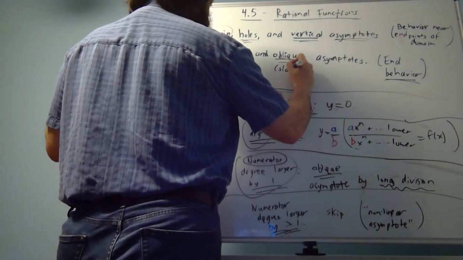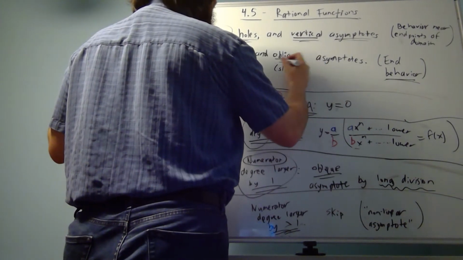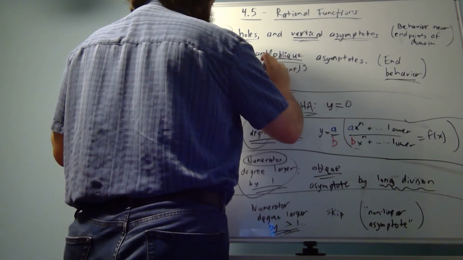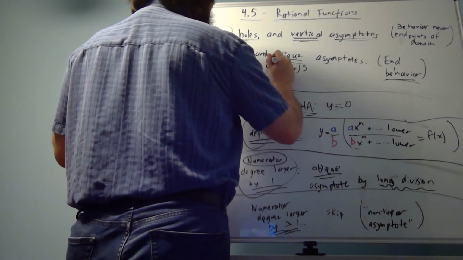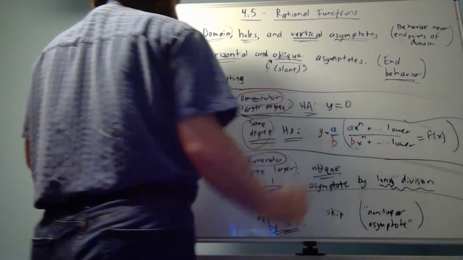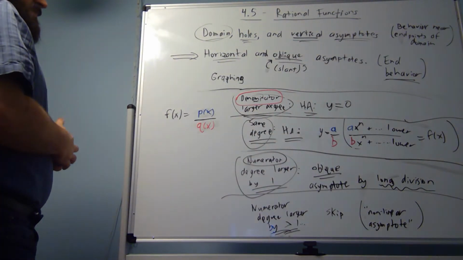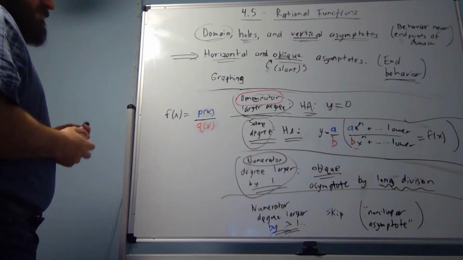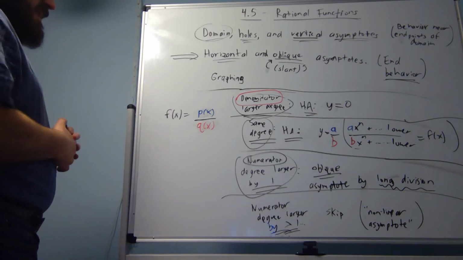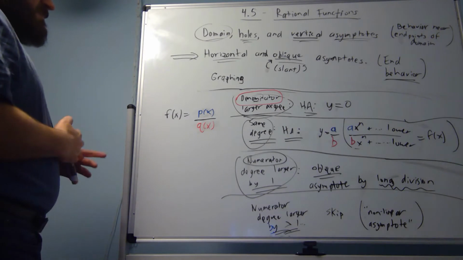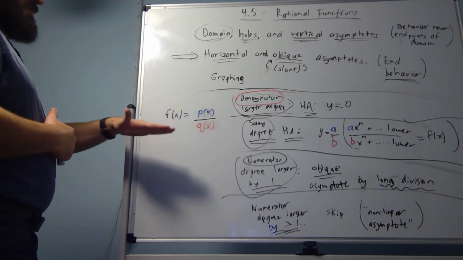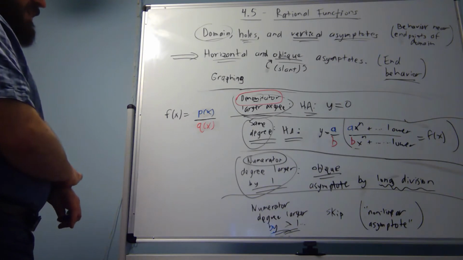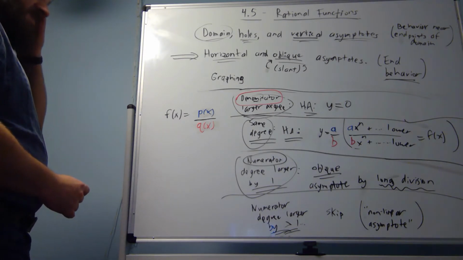Oblique asymptotes, sometimes I see them referred to as slant asymptotes. Oblique is a word that is not super commonly used in casual everyday speech. It's a little bit of a fancy word, but you might have heard them called slant asymptotes, and that's just a diagonal line. Sometimes, as x gets very large, your function doesn't approach one particular y value, and it might gradually approach a diagonal line. So we'll look at that case.